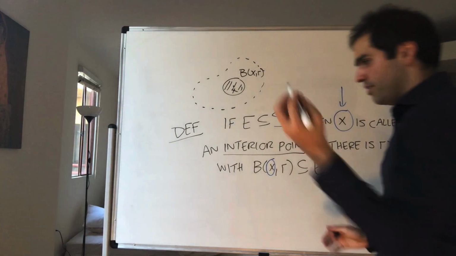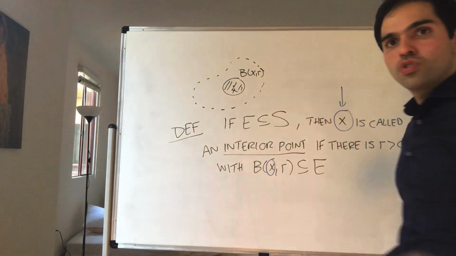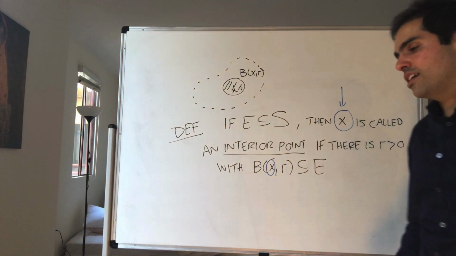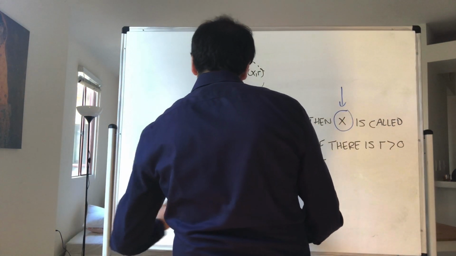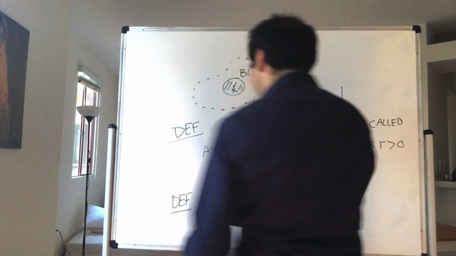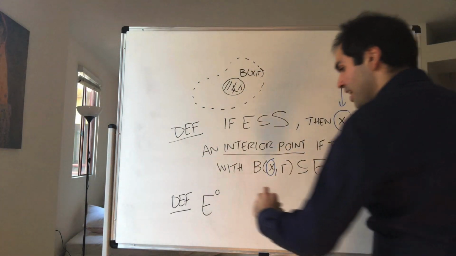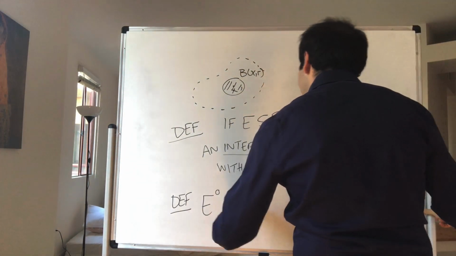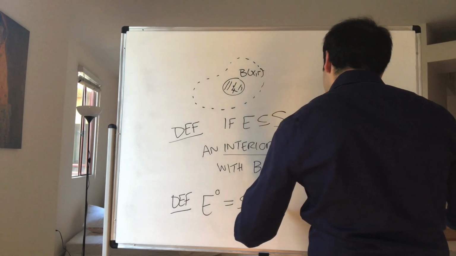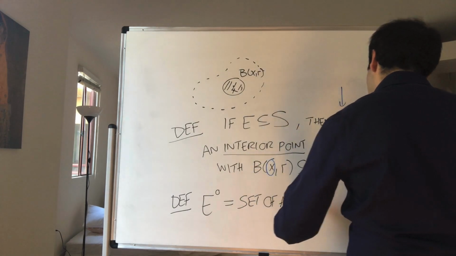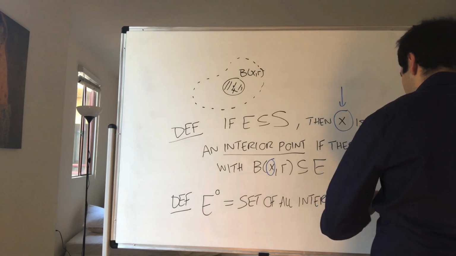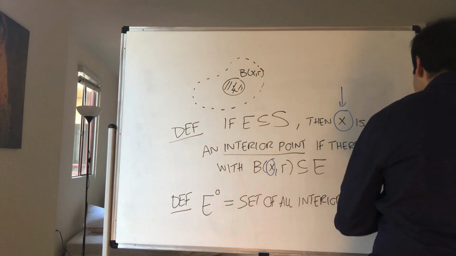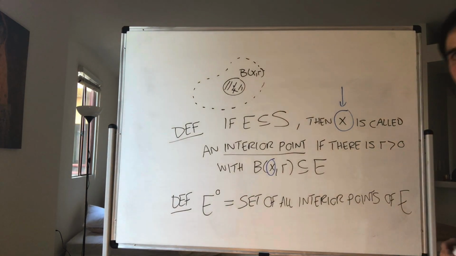Okay? And in fact, those points are so important, we'll usually put them in a collection. So definition: if I write E with a circle, kind of circle like a ball, it's just the set of all interior points of E. It's like interior design, but for topology.